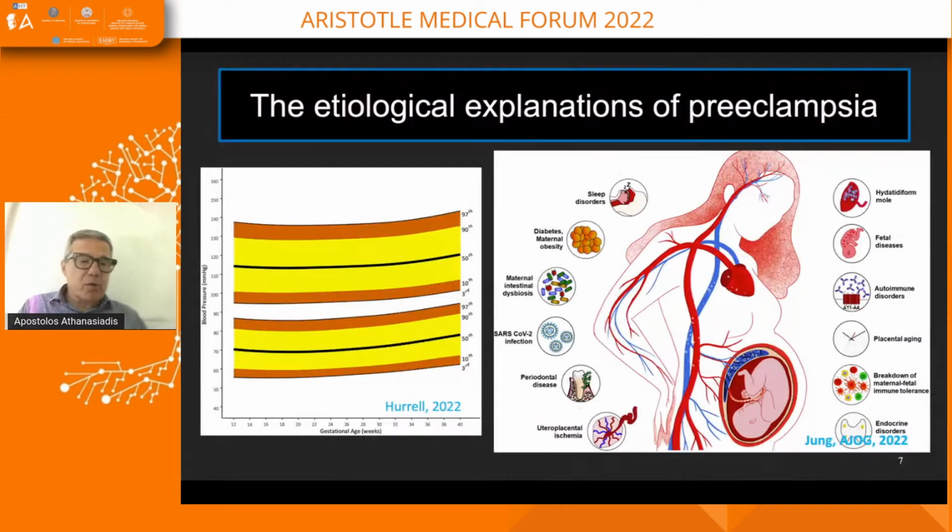This is the normal distribution in pregnancy. Here we see the gestational age and the normal distribution of the systolic pressure and the diastolic pressure. And the possible etiologic explanations are sleep disorders, diabetes, maternal obesity, maternal intestinal dysbiosis, SARS, as was said before, periodontal disease, and uteroplacental ischemia.